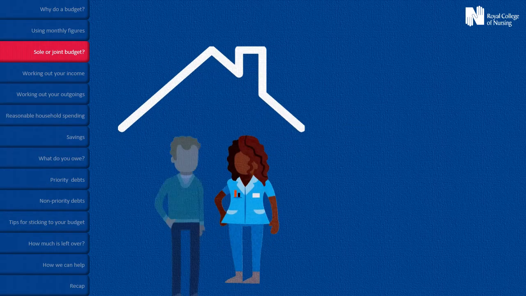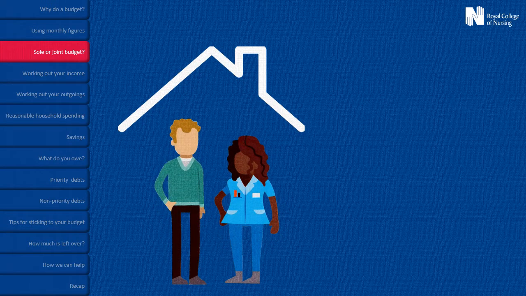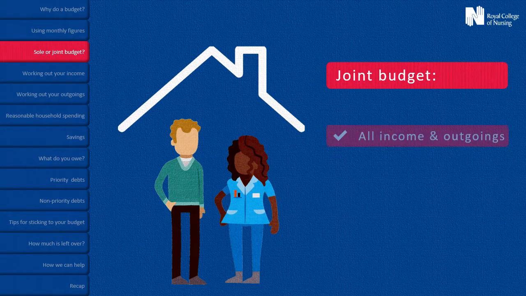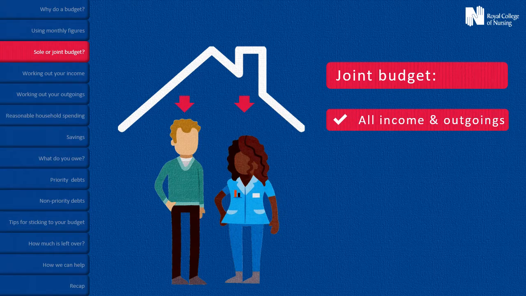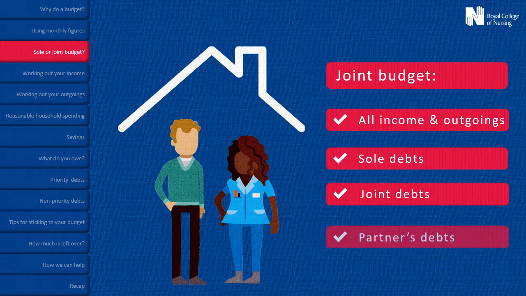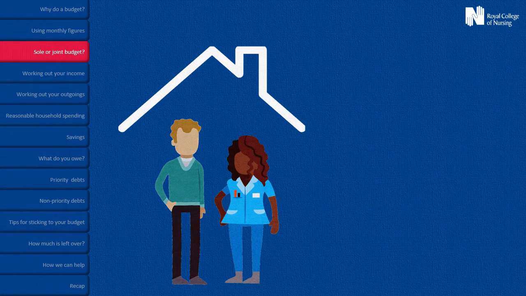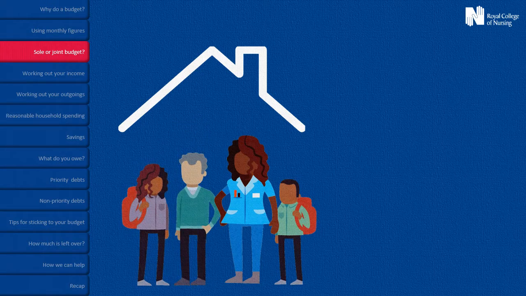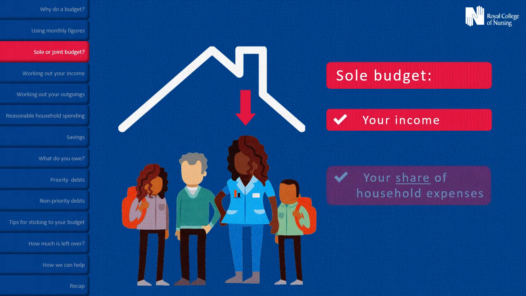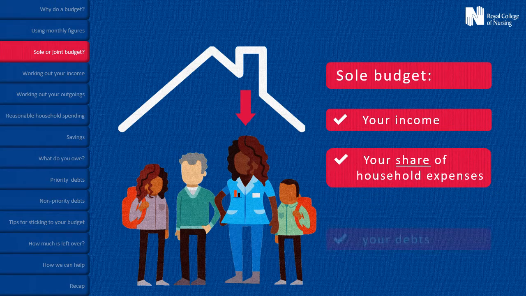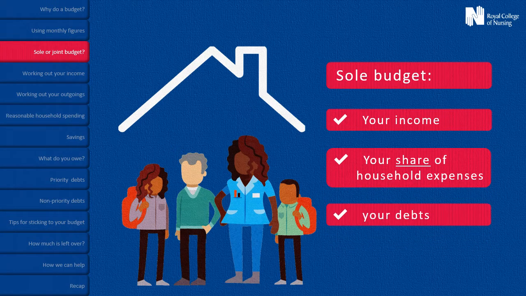If you are living with a partner and are dealing with your debts together, we suggest you fill in your budget together. You need to include all of the income and outgoings for you and your partner. You need to include your sole debts and any joint debts and your partner's debts. If you don't live with a partner but you share a household with other people, you only include your income and your share of the household expenses, and only include your debts. Please contact us for advice if you are unsure who you should include in your budget, or if you are living with a partner and are not dealing with your debts together.